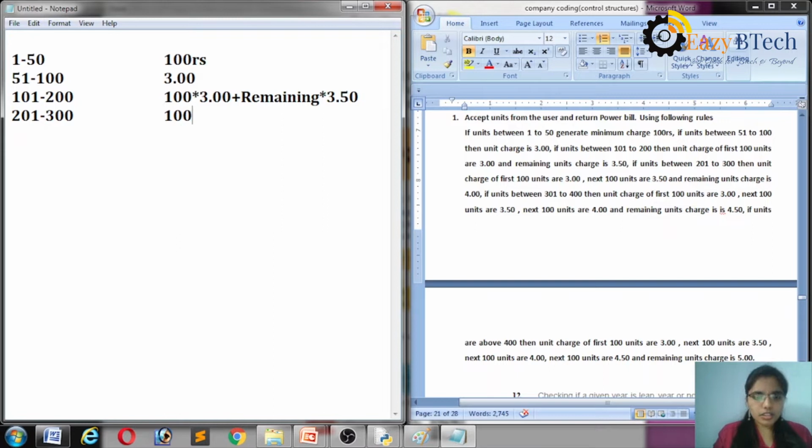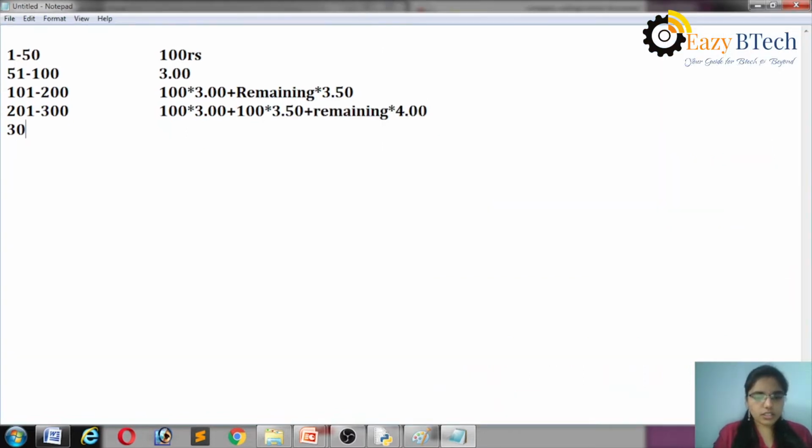The first 100 unit charge is 3 rupees. Next 100 charge is 3.50. What are the remaining units? Remaining into 4 rupees, like this. Okay. The next one, if units are between 301 to 400, the first 100 unit charge is 3 rupees. Next 100 unit charge is 3.50. Next 100 unit charge is 4 rupees.